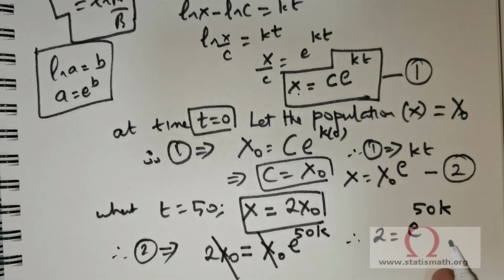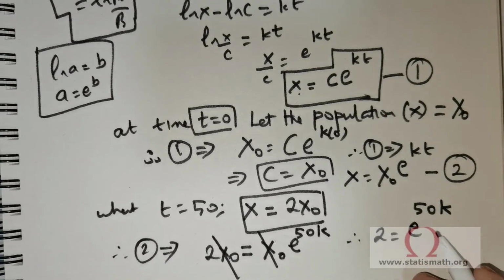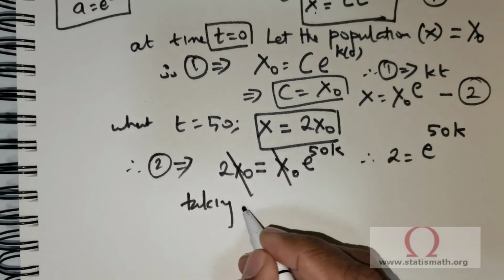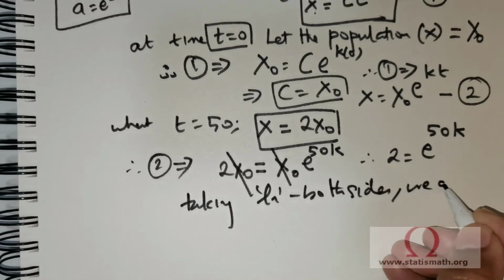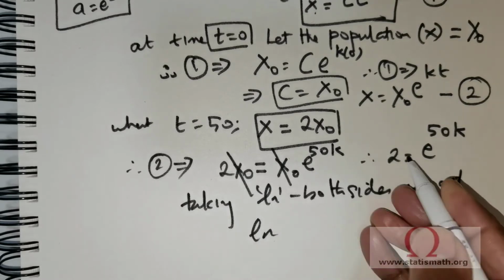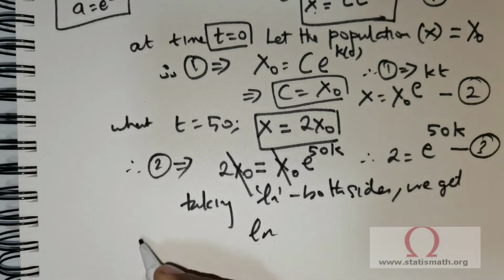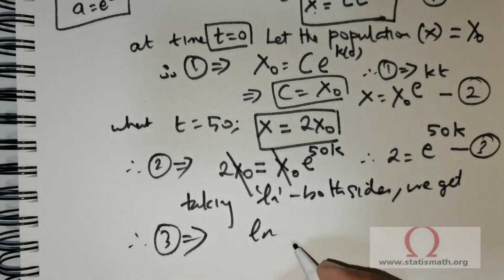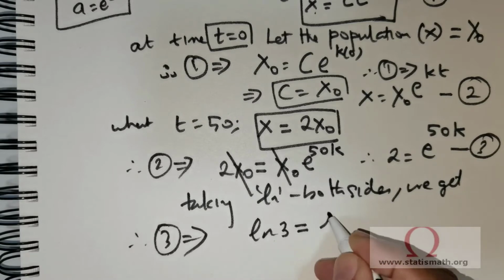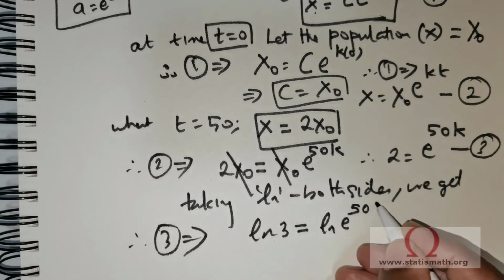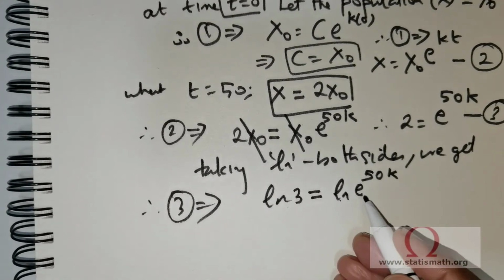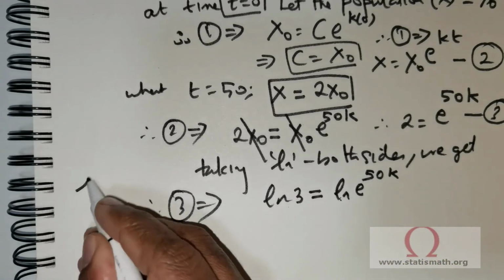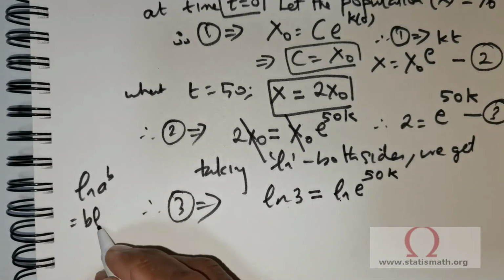But I want to know what exactly is the value of k. So I'm going to take ln both sides. So what do we get when we take ln both sides? On this side, maybe I can take this as equation 3. Therefore 3 would be rewritten as ln 2 is equal to ln e raised to the power 50k. Now you have to understand, if you have ln and you have e raised to the power 50k, by using this formula ln a power b, I can write this as b times ln a.